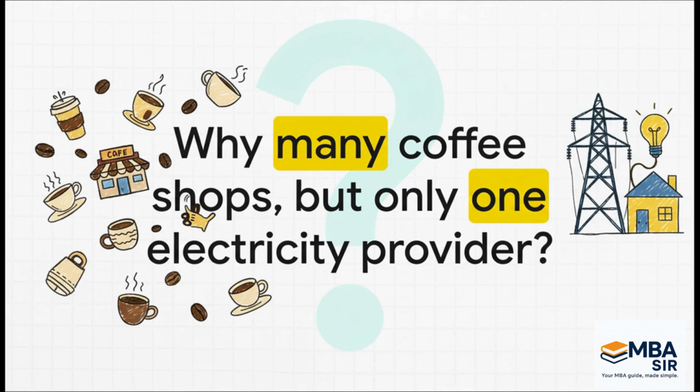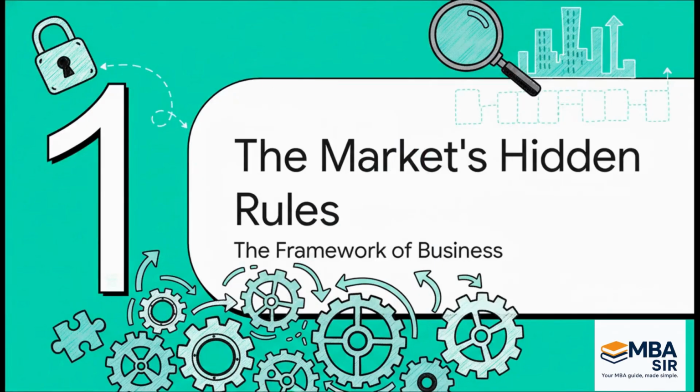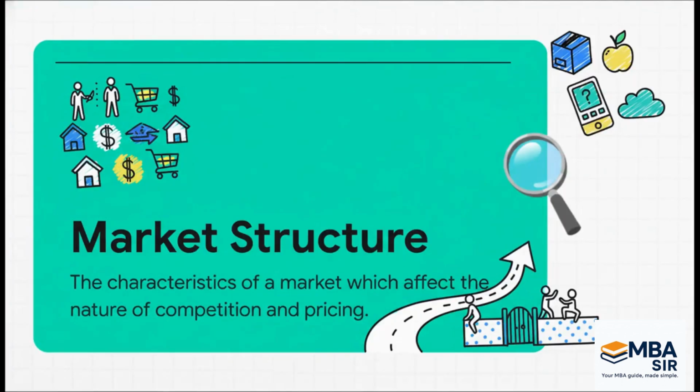You see, the answer is all about understanding the market's hidden rules. Kind of like the rules of a game that every single business has to play by. And this rule book is what economists call market structure. To put it simply, market structure just describes how much competition is in an industry. It's all about things like how many companies are selling the stuff. Is the product basically the same everywhere you go? And how easy is it for a new company to just jump in and start competing?